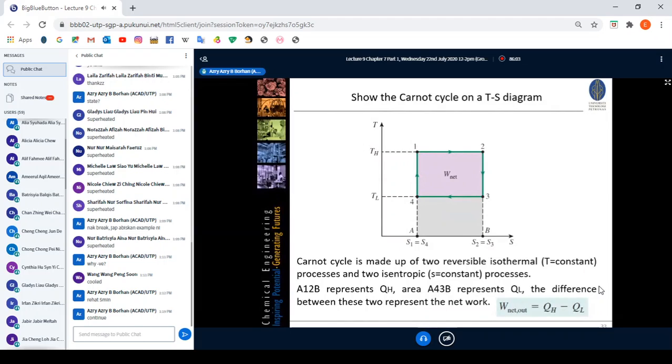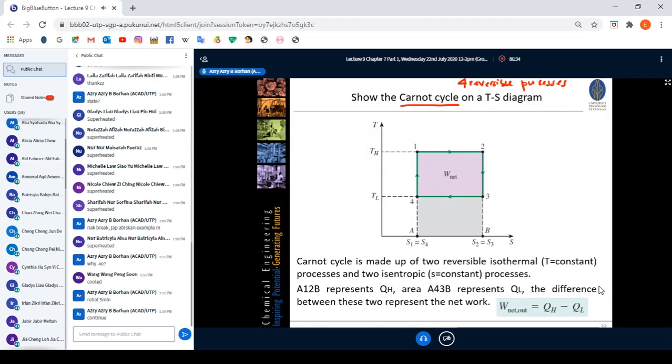Okay, guys, again, if you recall the Carnot cycle that we had from chapter 5 the other day. We know that the Carnot cycle consists of 4 reversible processes. Okay, so now we plot T versus S.